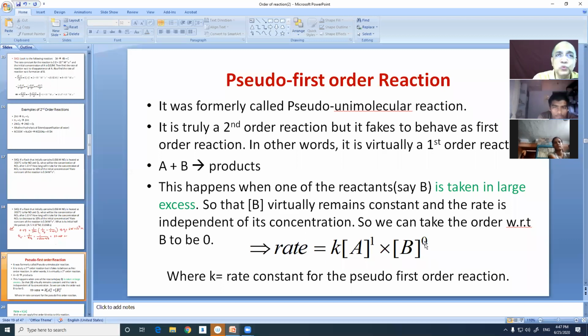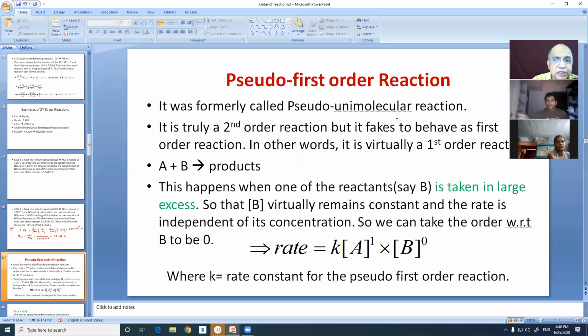So it behaves as if it is a first order reaction, and as if the order with respect to B comes 0. B has a concentration, but because its concentration change is very minimal, it is 100 molar. Now the other one is 0.5 molar. So 0.5 is decreasing at such a rapid rate, but 100 molar is not changing very rapidly, only minimally. So it is taken to be constant. Therefore, we presume that the order is 0 with respect to that reactant. So if this is removed, anything to the power 0 is equal to 1. So it is reduced to a first order reaction.